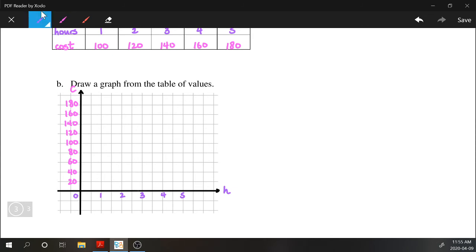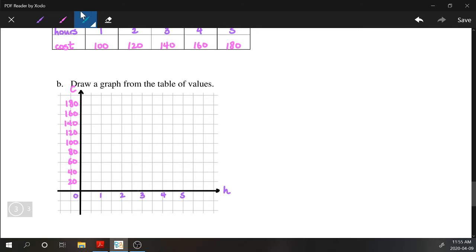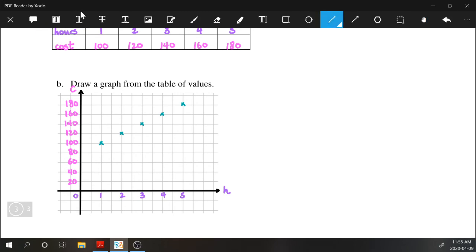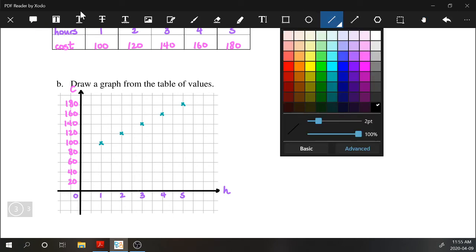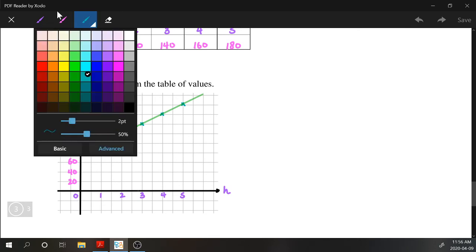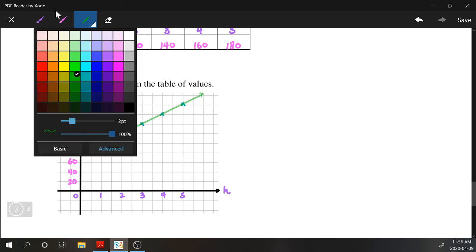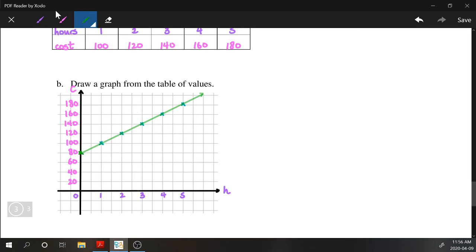So now what we're going to do is plot the points that we have on our table of values. 1 hour is $100, 2 hours 120, 3 hours 140, 4 hours 160, and 5 hours $180. And you can clearly see that this is going to make a straight line. So I'm just going to go ahead and draw that in. What you'll notice is that this graph intersects the y-axis here. So I'm going to go ahead and label that point. This right here is not part of the graph, but it is going to be very informative for us.